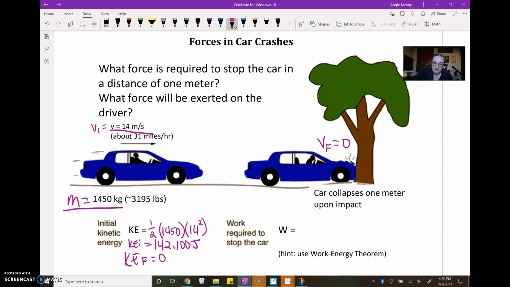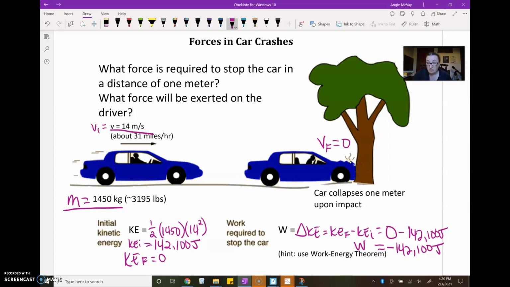So the work required to stop the car, remember, we don't have any information about force and displacement, but work is the change in kinetic energy, which is kinetic energy final minus kinetic energy initial, right? Our final kinetic energy is 0 minus our initial kinetic energy, 142,100 joules. And so the amount of work that's done is negative 142,100 joules.